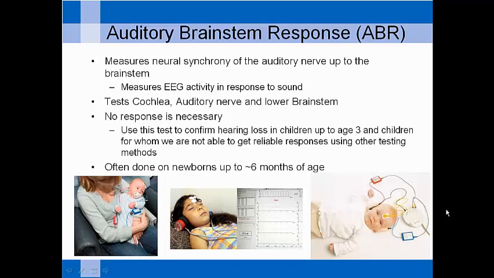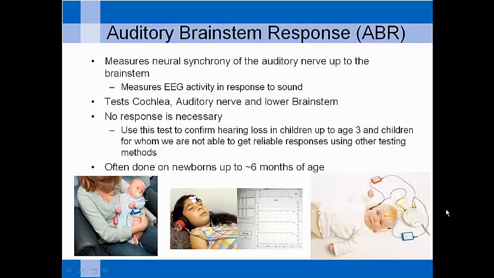So if an infant refers on their newborn hearing screening, this is the test that we often do because it will test through most parts of the ear all the way up to the lower brainstem, and so we can see how each part is working and responding to sound. The nice part about this is that the newborn does not need to respond. We don't need them to say, I heard that or not.